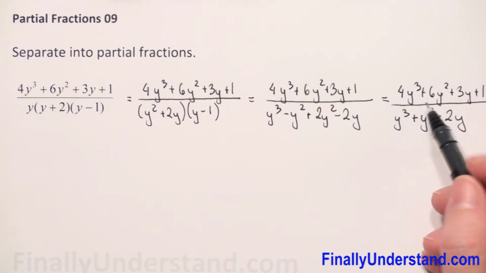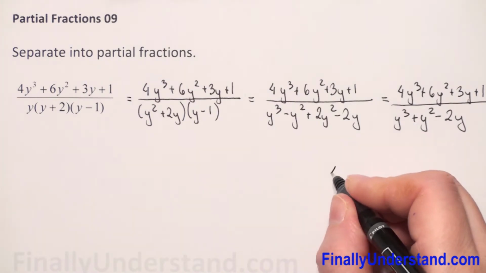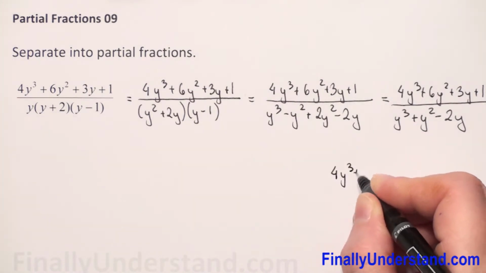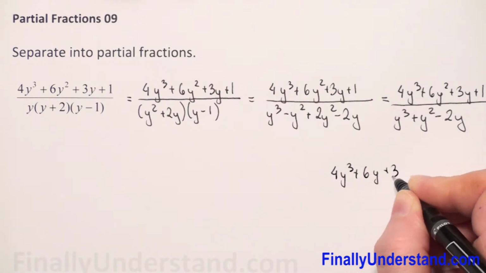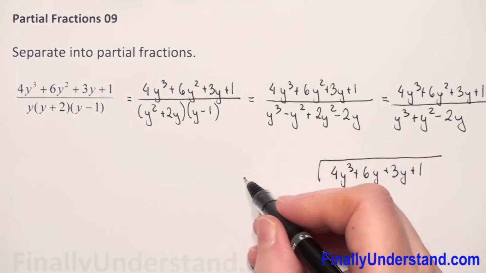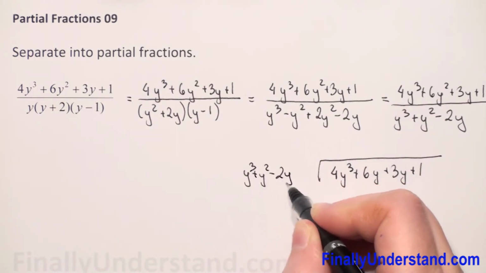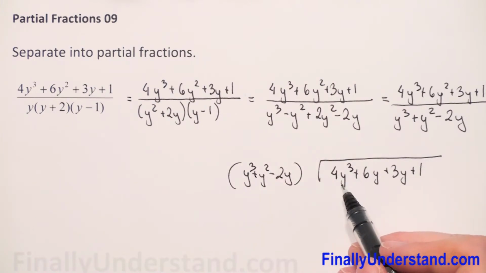because the power of numerator and denominator are the same. So our dividend is 4y cubed plus 6y squared plus 3y plus 1. Our divisor is y cubed plus y squared minus 2y. We always concentrate when we do long division only on the first terms.